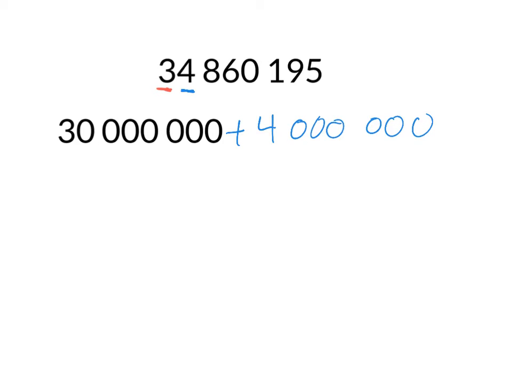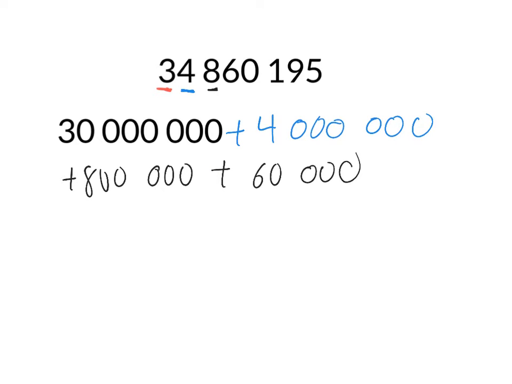So 30 million plus 4 million, the 8 plus 800,000 plus 60,000 plus, here's the one where you have to be careful. We do not have to put in the 0,000s. Just leave that blank and you jump right over to the 1. So plus 100 plus 90 plus 5. And that's called our expanded form.